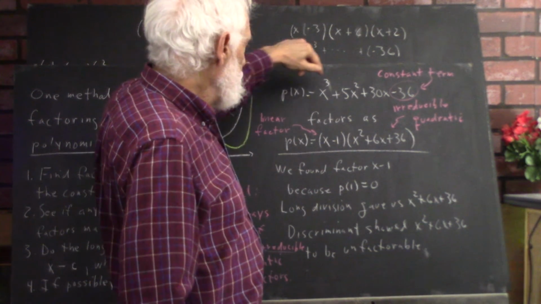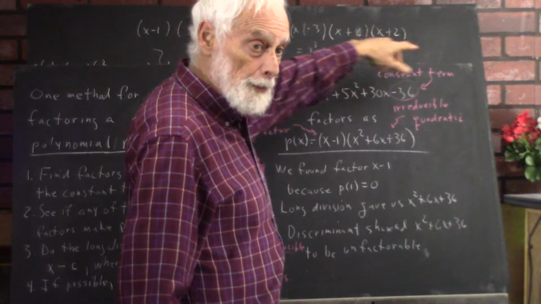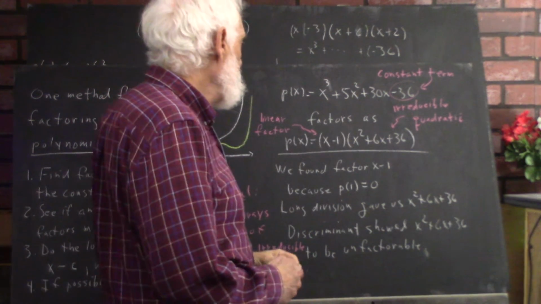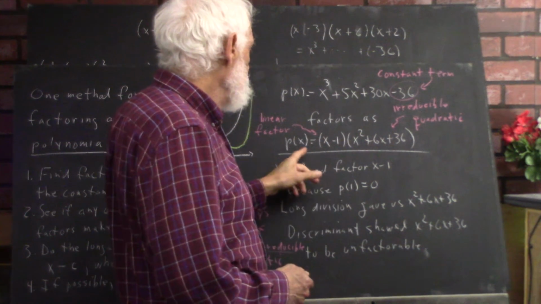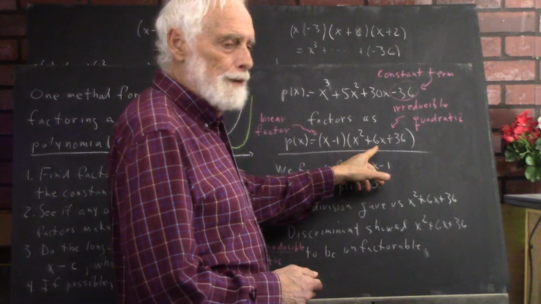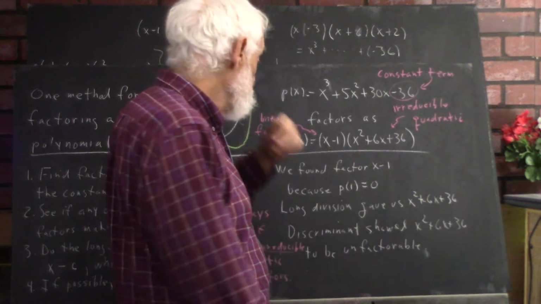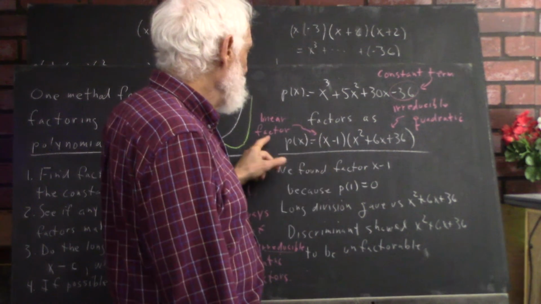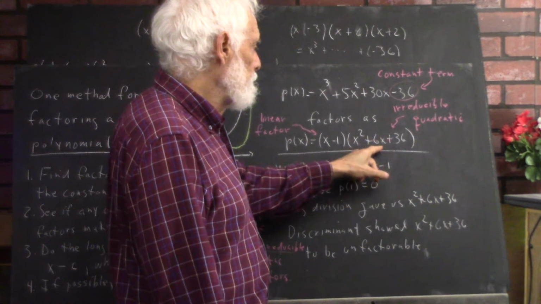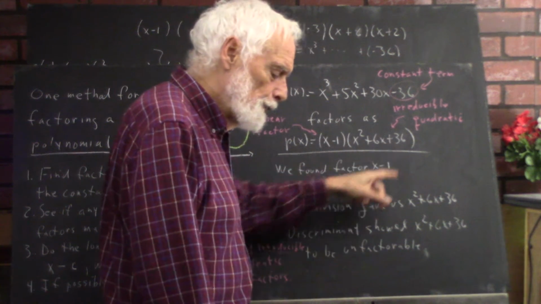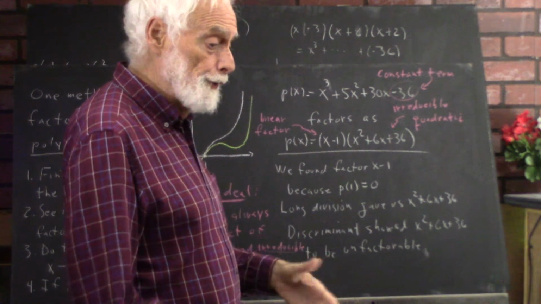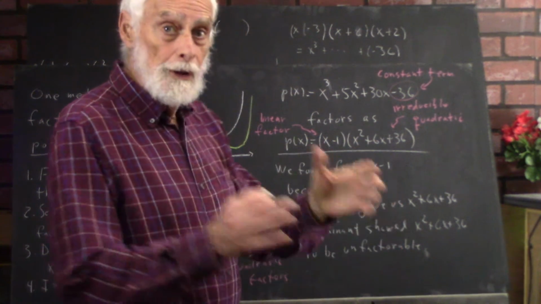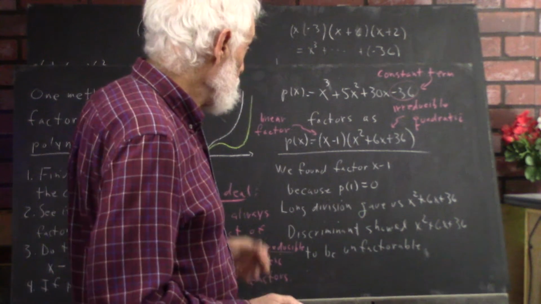So what we know is p of x equals this polynomial that we just factored by long division and by finding a zero. It factors as p of x equals x minus 1 times x squared plus 6x plus 36, which we just saw. Little terminology. X minus 1 is a linear factor. X squared plus 6x plus 36 is an irreducible quadratic factor. Irreducible because it has no zeros. It can't be factored. It can't be reduced to two factors over the real numbers, at least.